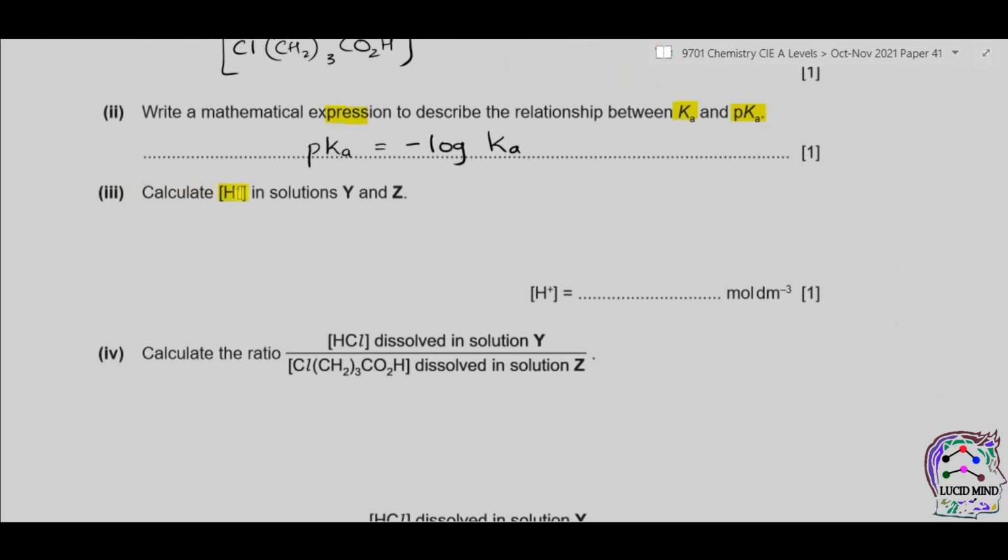Part 3. Calculate H plus ions in solution Y and solution Z. Now we know the formula of pH. pH is equal to negative log of H plus. So we can find the H plus concentration. It will be equal to 10 raised to the power minus pH. As the value of pH is given in the question, it is 4.0. So we can write 10 exponential minus 4.0. It comes equal to 1 exponential minus 4 mole per decimeter cube.